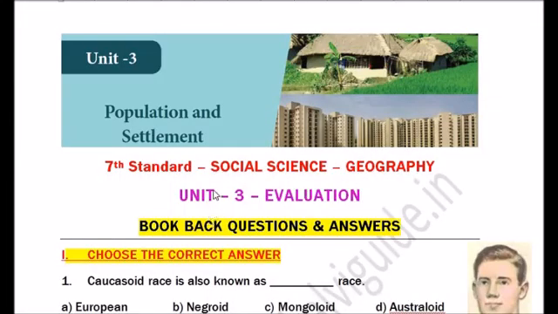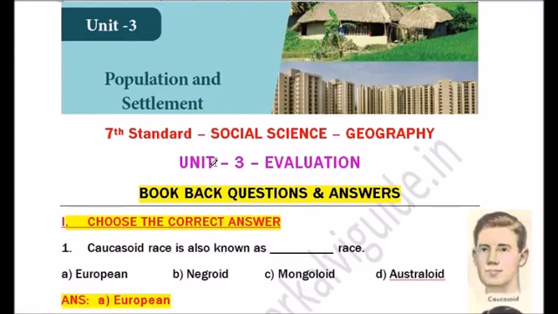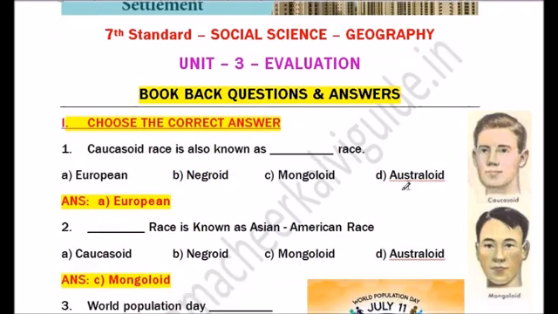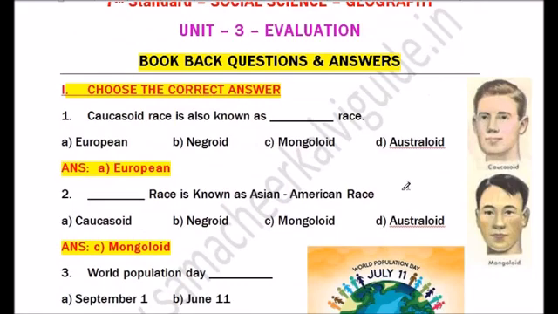Roman number 1, choose the correct answer. First question. Caucasoid race is also known as dash race. Options are European, Negroid, Mongoloid, Australoid. Answer is European. Caucasoid race is also known as European race.